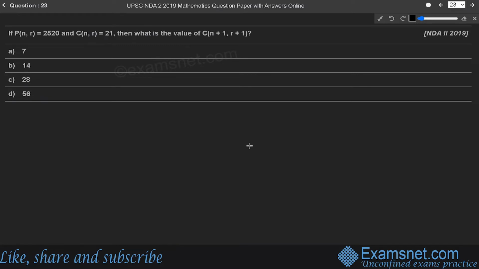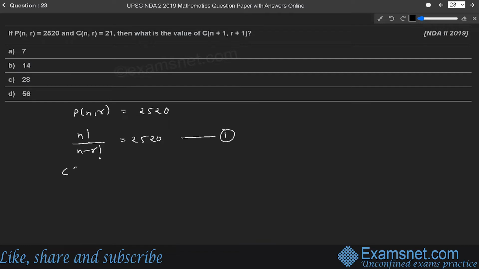Next question is, if P(n, r) is equal to 2520 and C(n, r) is equal to 21, then what is the value of C(n plus 1, r plus 1)? It is given that P(n, r) is equal to 2520. It means that n factorial divided by (n minus r) factorial is equal to 2520. Let this be equation number 1.